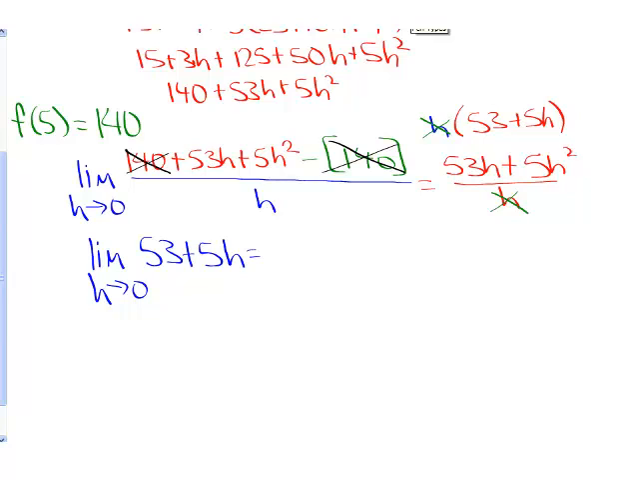All right, 53 plus 5h. So now I can put 0 in and I get 53. That's my slope.